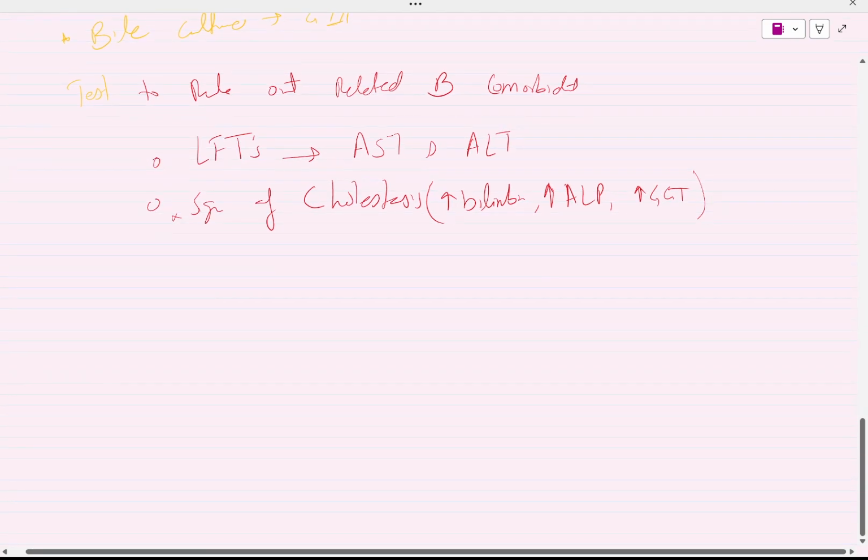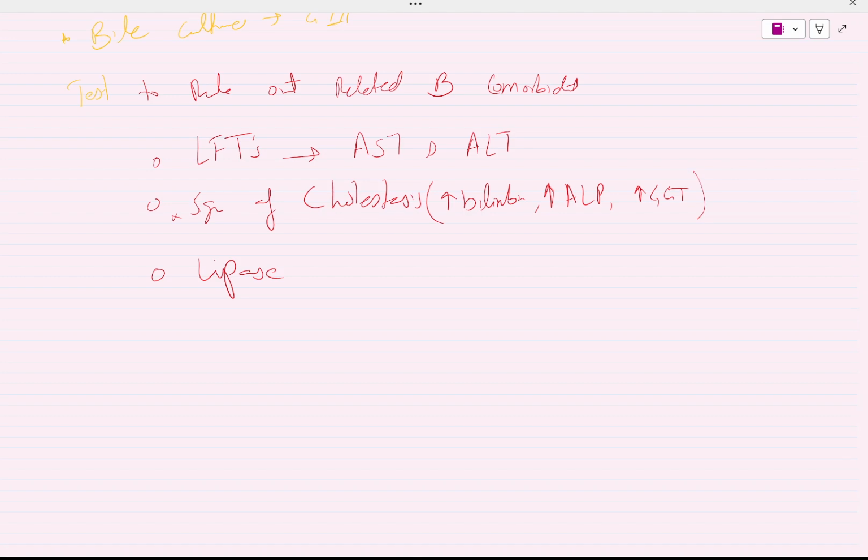Next thing we are going to check, as our criteria is to check everything in the right upper quadrant, like liver and pancreatic enzymes, lipase and amylase. If there is an elevated level of amylase, even a mild elevation of amylase, it also indicates acute cholecystitis.